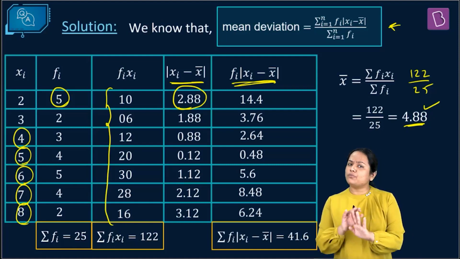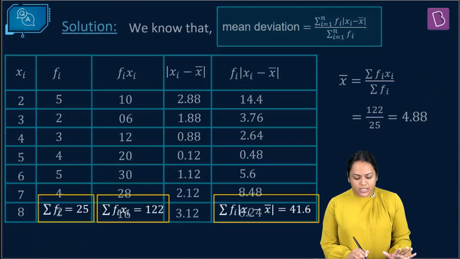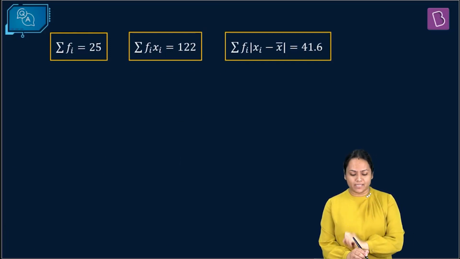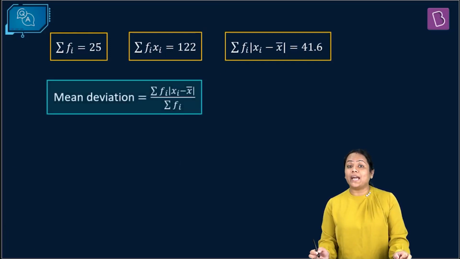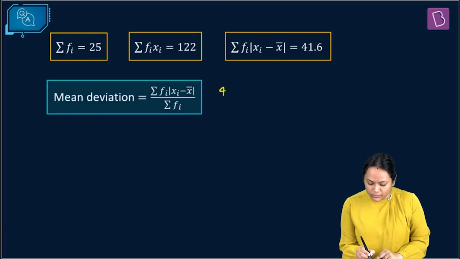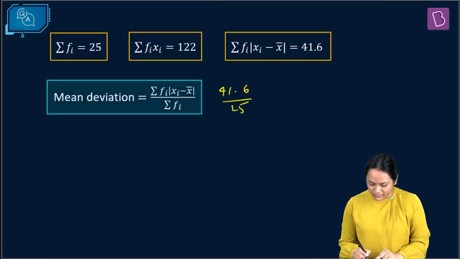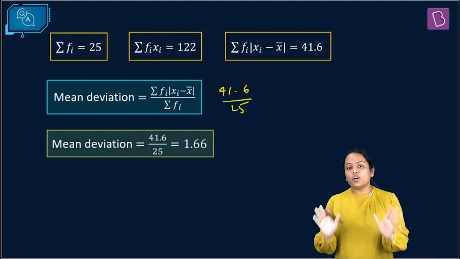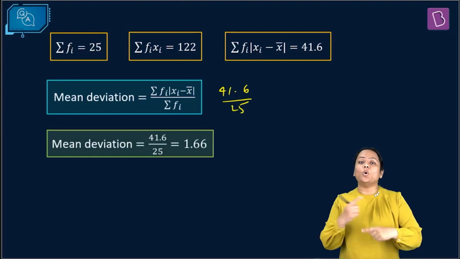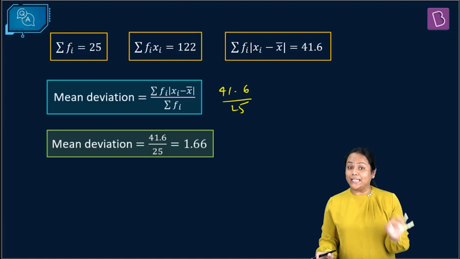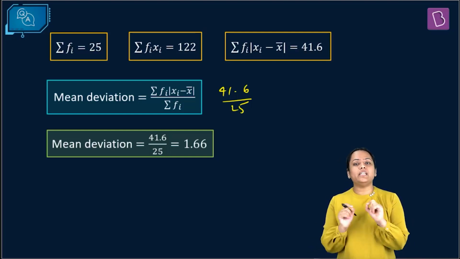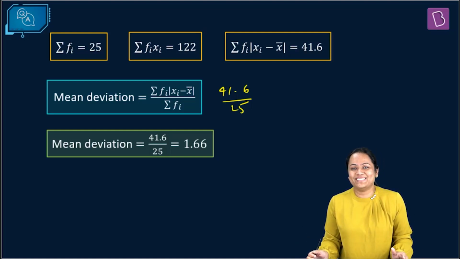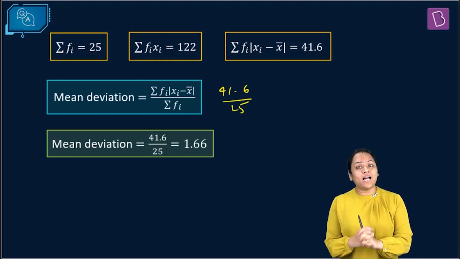So now I have what all was required for the question. I have my summation of fi, summation of fi xi, summation of fi |xi minus x bar|. And again, when I write the formula for mean deviation, it is going to become 41.6 divided by 25. The final value comes out as 1.66. So for this, definitely you have to calculate all these terms, which can be a bit lengthier. But obviously, if the question is being asked, you have to calculate, guys. Can't help it out. So the final answer is with us, 1.66.